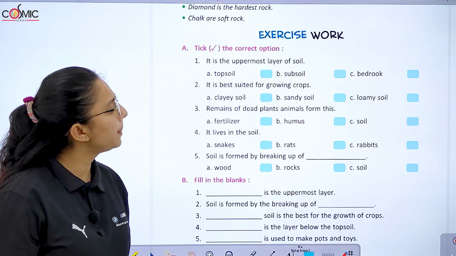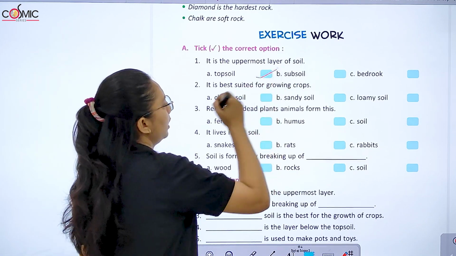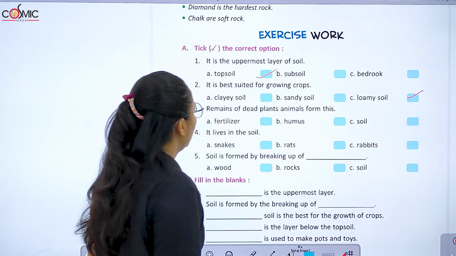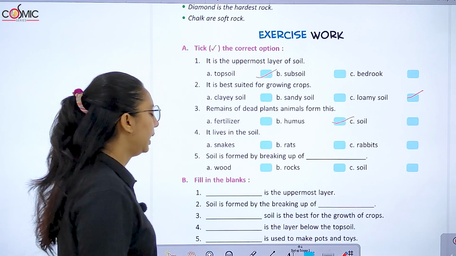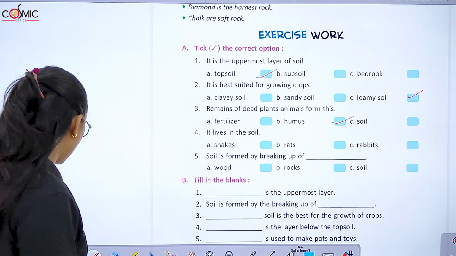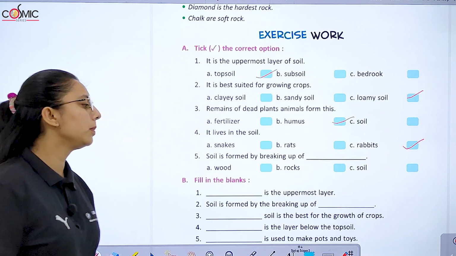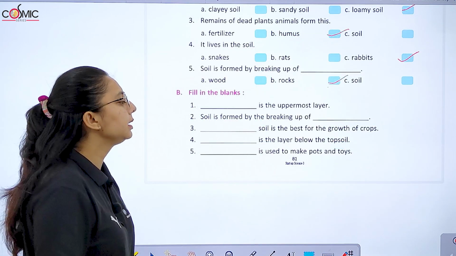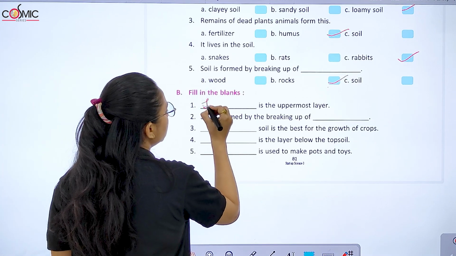Now it is the uppermost layer of the soil. Uppermost layer क्या है? Topsoil. It is best suited for growing crops, that is loamy soil. Remains of dead plants and animals, humus. It lives in the soil. कौन रहता है soil में? It's your rabbit. बिलों में रहता है ना. Soil is formed by the breaking up of rocks. किसके टूटने से? Rock. Now filling the blanks.